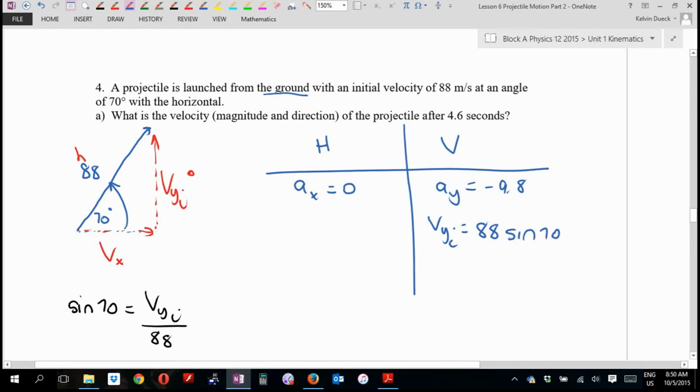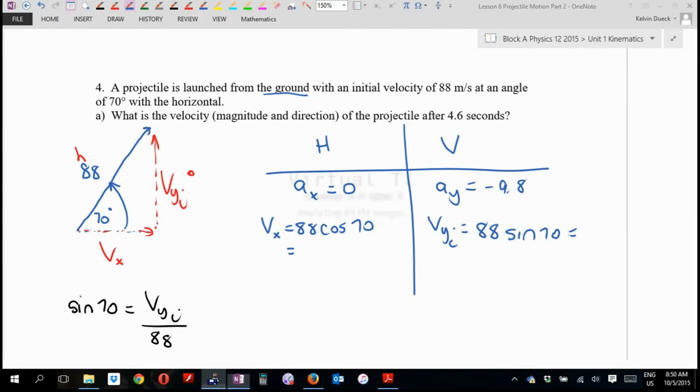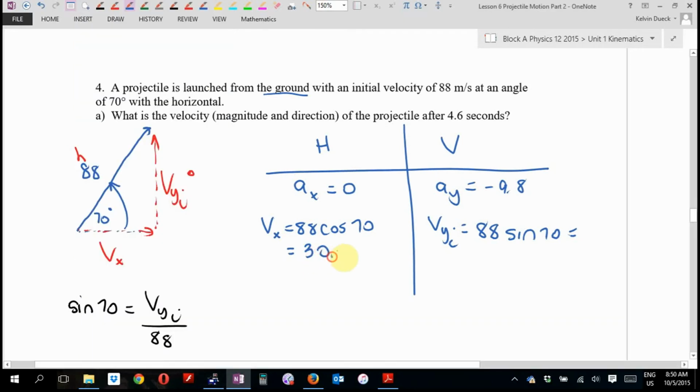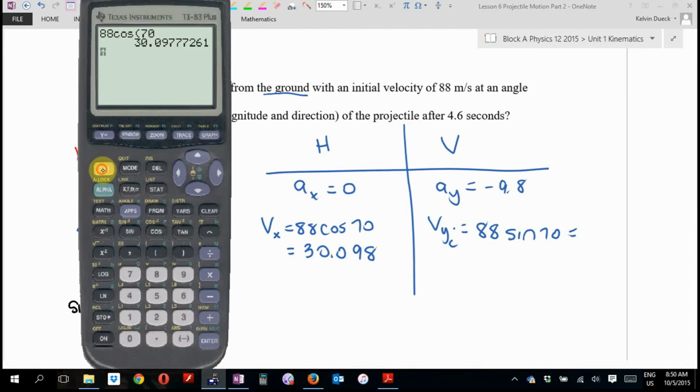Can I take a shortcut for Vx? Which trig function is Vx going to be? Of course it is, and I think it's going to be 88 cos. So I'm actually just going to go straight to equals 88 cos 70. And I sense that you guys don't like keeping those expressions. You prefer to have the numbers, and okay, I'm fine with that. 88 cos 70, 30.098, let's do that. 30.098, sure that works. 30.098, and Vy ends up being 82.693.